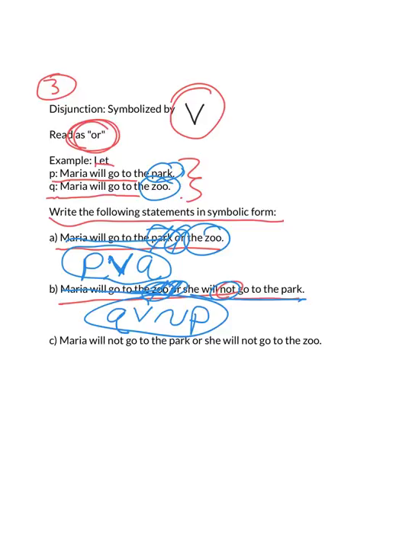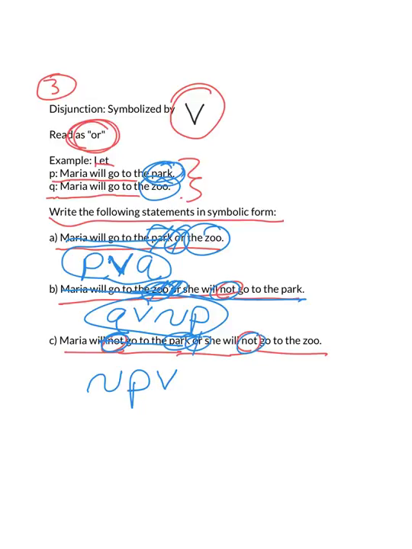Part C, Maria will not go to the park or she will not go to the zoo. Up first is not going to the park, so I need to negate park. So there's that squiggle tilde shape again. Park was letter P, so not park is not P. Or another down arrow, that disjunction down arrow, check.